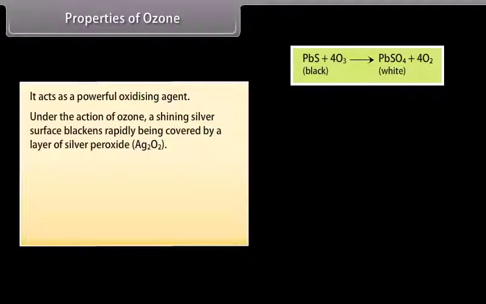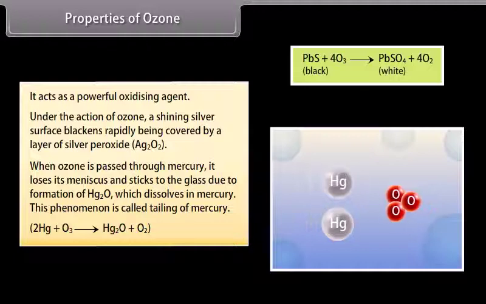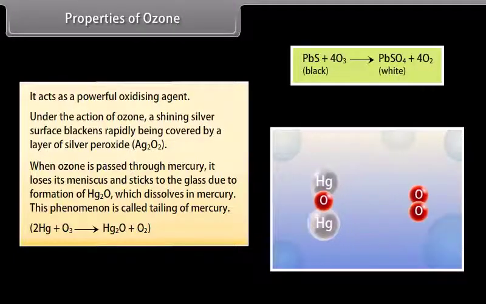Under the action of ozone, a shining silver surface blackens rapidly, being covered by a layer of silver peroxide, Ag2O2. When ozone is passed through mercury, it loses its meniscus and sticks to the glass due to formation of Hg2O, which dissolves in mercury. This phenomenon is called tailing of mercury.